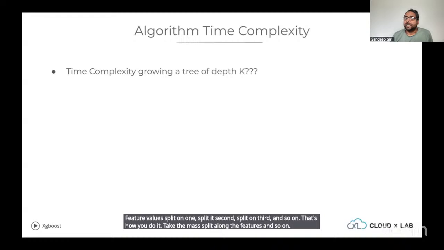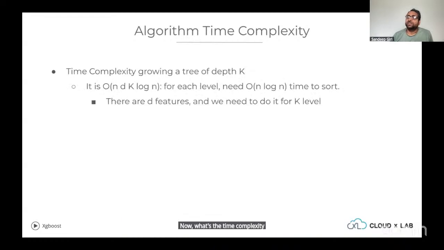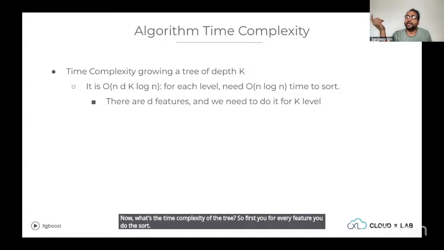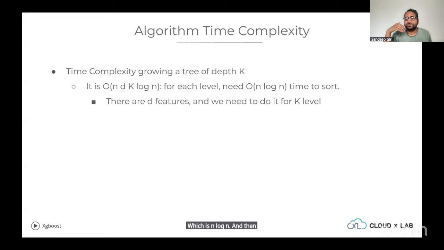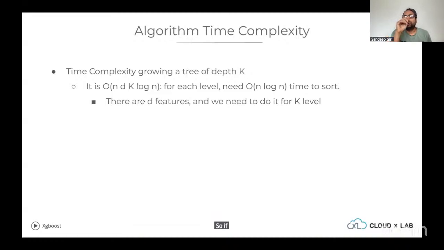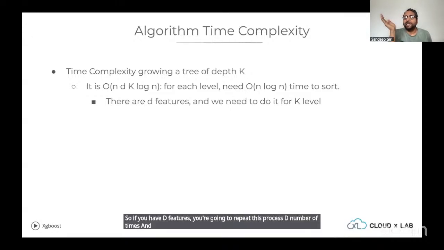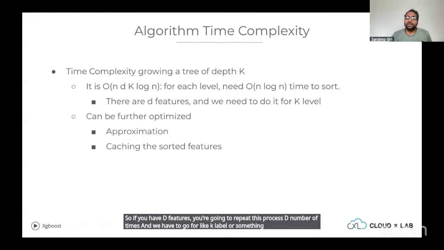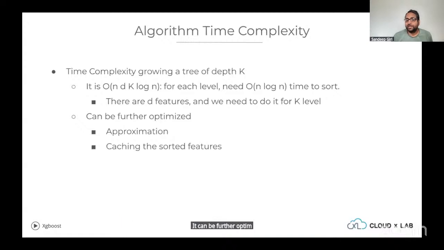Now, what's the time complexity of the tree? First, for every feature you do the sort, which is n log n. And once you have done that, you go over every value and check the split. If you have D features, you repeat this process D times, and we also have to go over K labels or something. So this is the complexity. It can be further optimized by doing approximation, sorting, caching the sorted features, and so on.